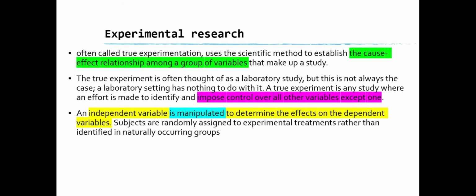Now let's go to the last quantitative research, which is experimental research, often called true experimentation because we use the scientific method to establish the causality among groups of variables. So it is often thought of as a laboratory study, but usually you can do it in a natural setting too. Now, a true experiment is any study where an effort is made to identify and impose, take note, control over all other variables except one.